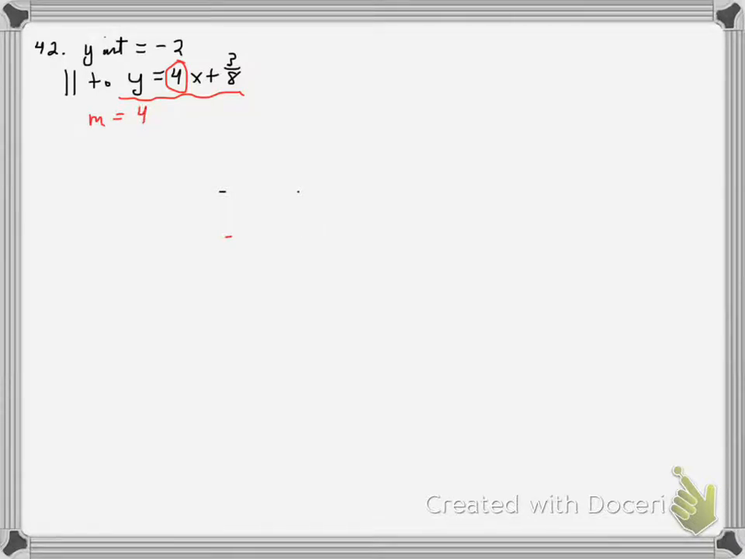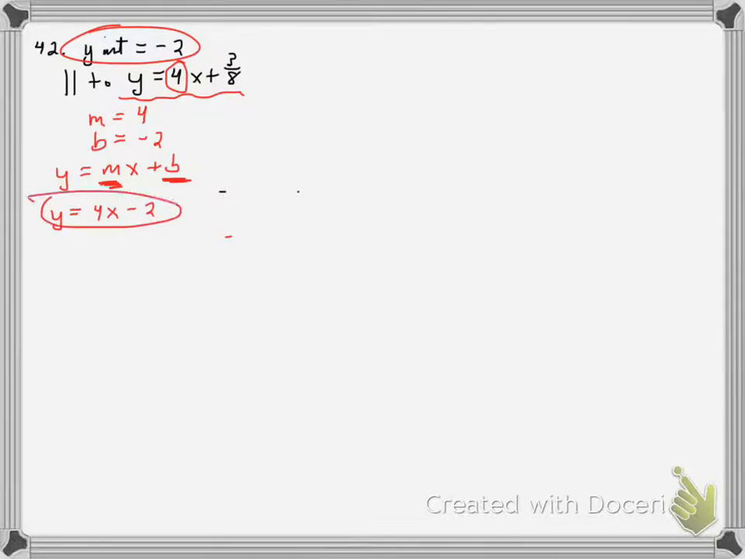I just meant 4. Okay, so I'm given m here, I'm given b, so I want the slope-intercept form of the equation, y equals mx plus b. I'm going to plug in for m and plug in for b. So it becomes y equals 4x minus 2, my m is 4, my b is negative 2, and there's the equation of the line.